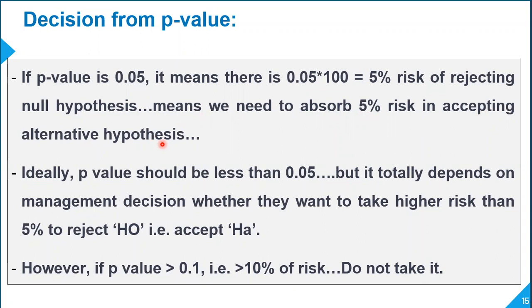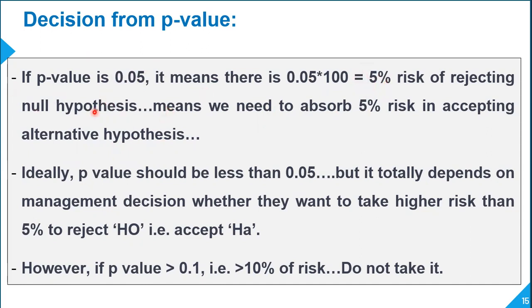Then only we'll go to the next phase of improve, and there we'll come up with the solutions to fix these causes. And once we fix these causes, then the problem will get fixed. So what we really want is this alternate hypothesis to be proven. But to prove alternate hypothesis, we need to take a risk as much as p-value into 100. Whatever that amount will be, we need to take that much of risk, right?